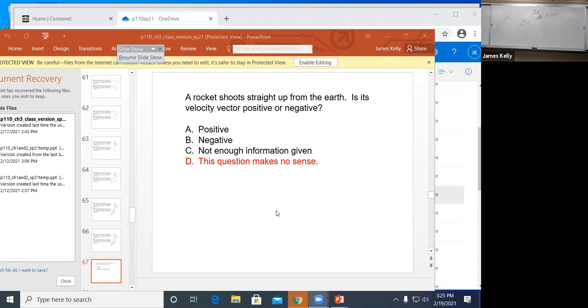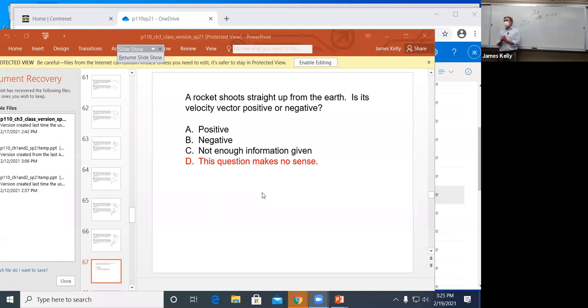Now this one, if you saw the videos, I'm not going to ask it to you because I put the solution up here, since it's kind of a cheap and dirty shot. The answer was, this question makes no sense. A rocket, so it's very tempting. Almost nobody chooses this, but I'm just going to explain it. We will do 2 more voting questions in just a second. Rocket shoots straight up from Earth. Is its velocity vector positive or negative?